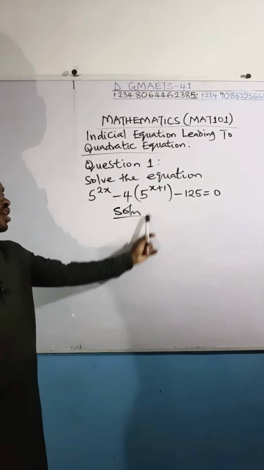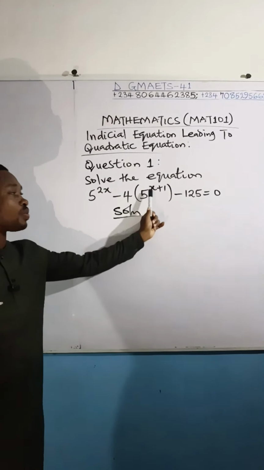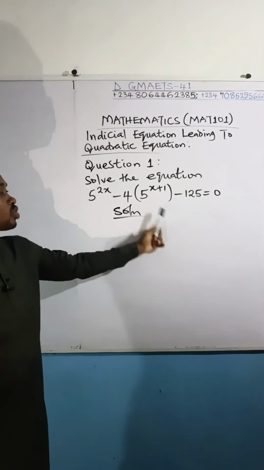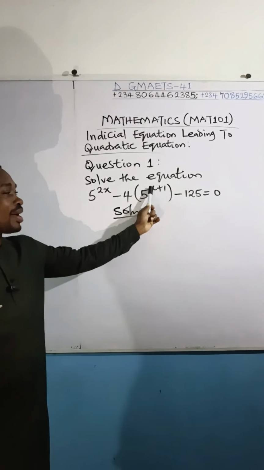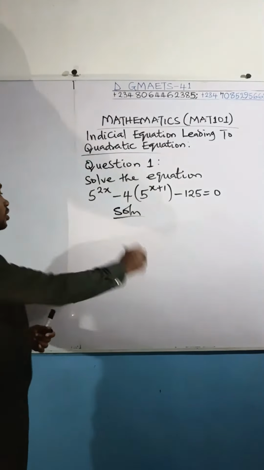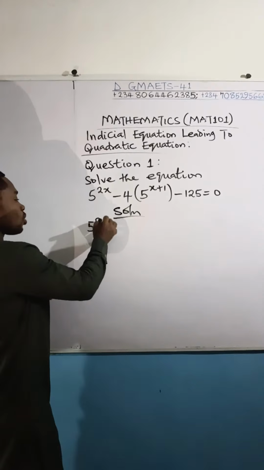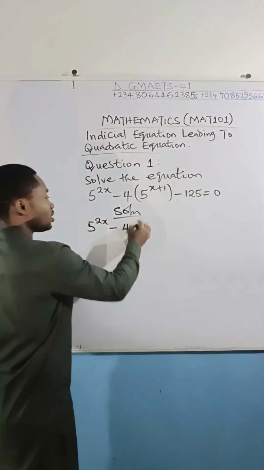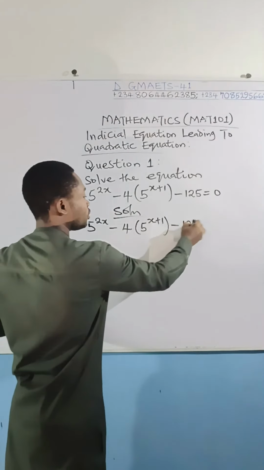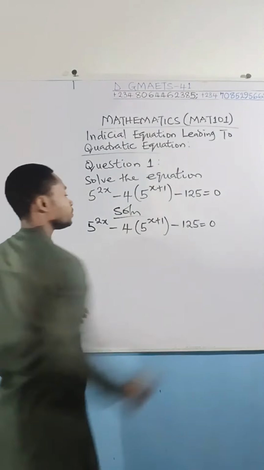However, if you look at this x term here, you notice that this is 5 raised to the power x plus 1, okay? Of course, this will be 5 raised to the power x times 5 raised to the power 1 using multiplication law of indices. So let me bring down the question. We have something like this: 5 to the power of x plus 1, and then minus 125 equal to 0.